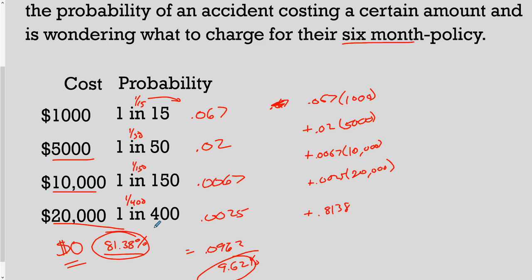Then we're going to do the 0.8138, this 81% that cost them nothing. Now what happens when I multiply 81% times nothing? That whole thing becomes 0, right? So really all we're doing are the ones that actually cost money. But that's why this is still a valid probability distribution, even though the values we're working with don't add up to 1. So let's do 0.067 times 1,000 plus 0.02 times 5,000 plus 0.0067 times 10,000 and then 0.0025 times 20,000.